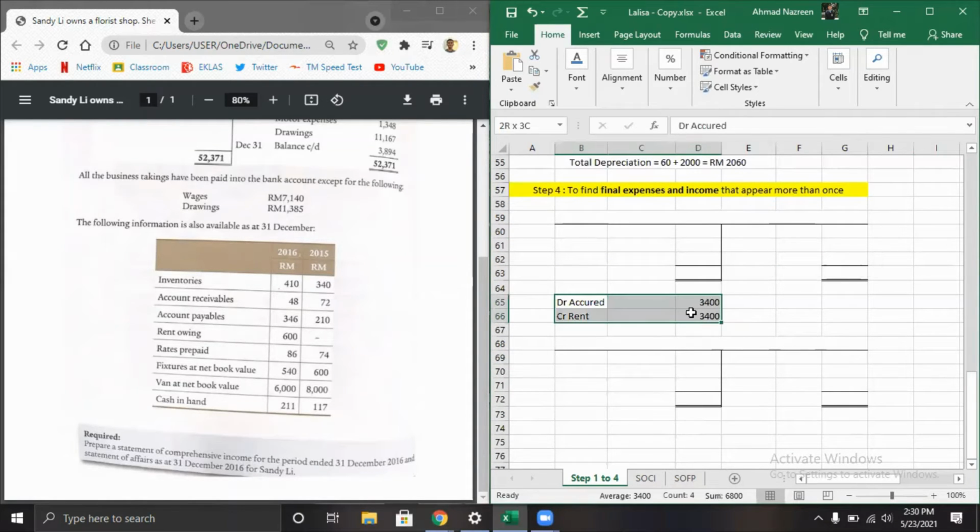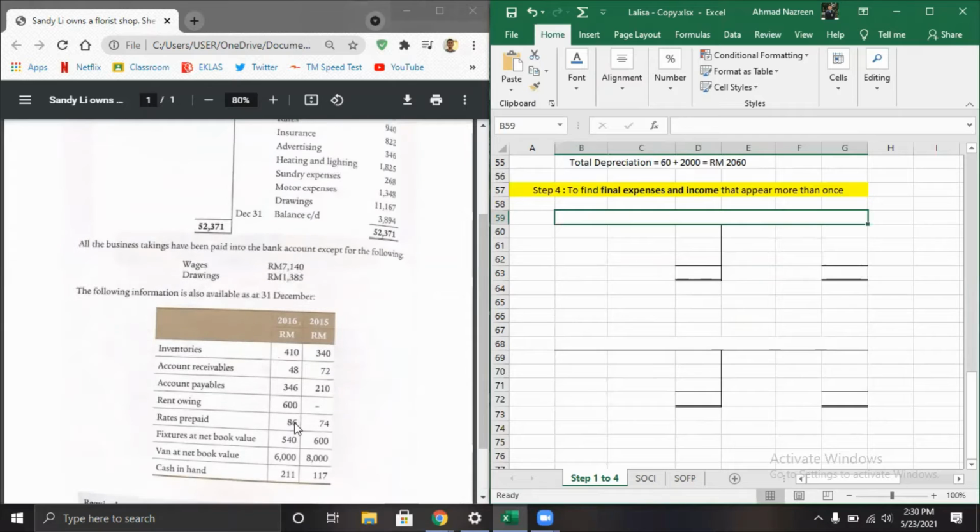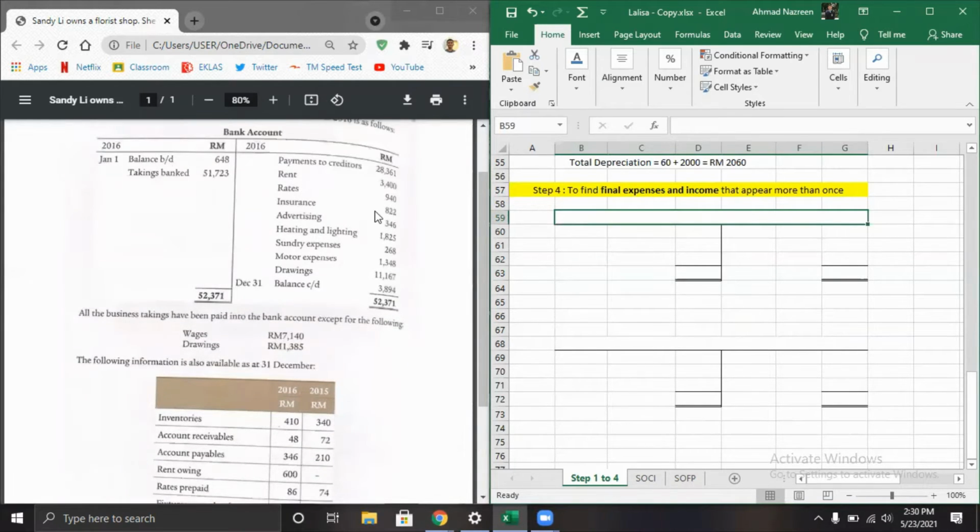So Alia, how are we going to do it? Okay, for the fourth step, we need to find the total expenses. To find the expenses, we look at the question to see whether an expense appears more than once. For this question, rent and rates appear more than once. Here we have rent owing and rates prepaid, and the rent and rates.